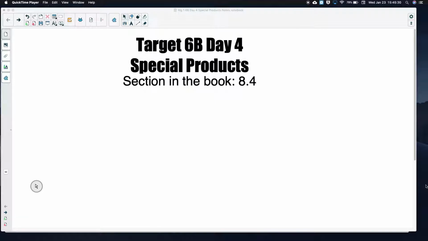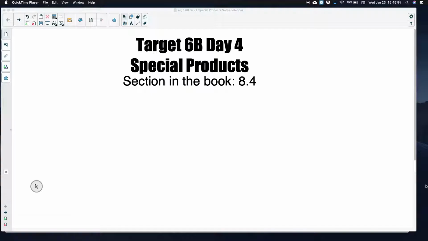Over the past couple videos, we've been looking at polynomial operations. What that means is we've been looking at how to add, subtract, and multiply polynomials. That's what we're going to continue looking at in today's lesson by looking at some special pairs of binomials that create a pattern when multiplying.